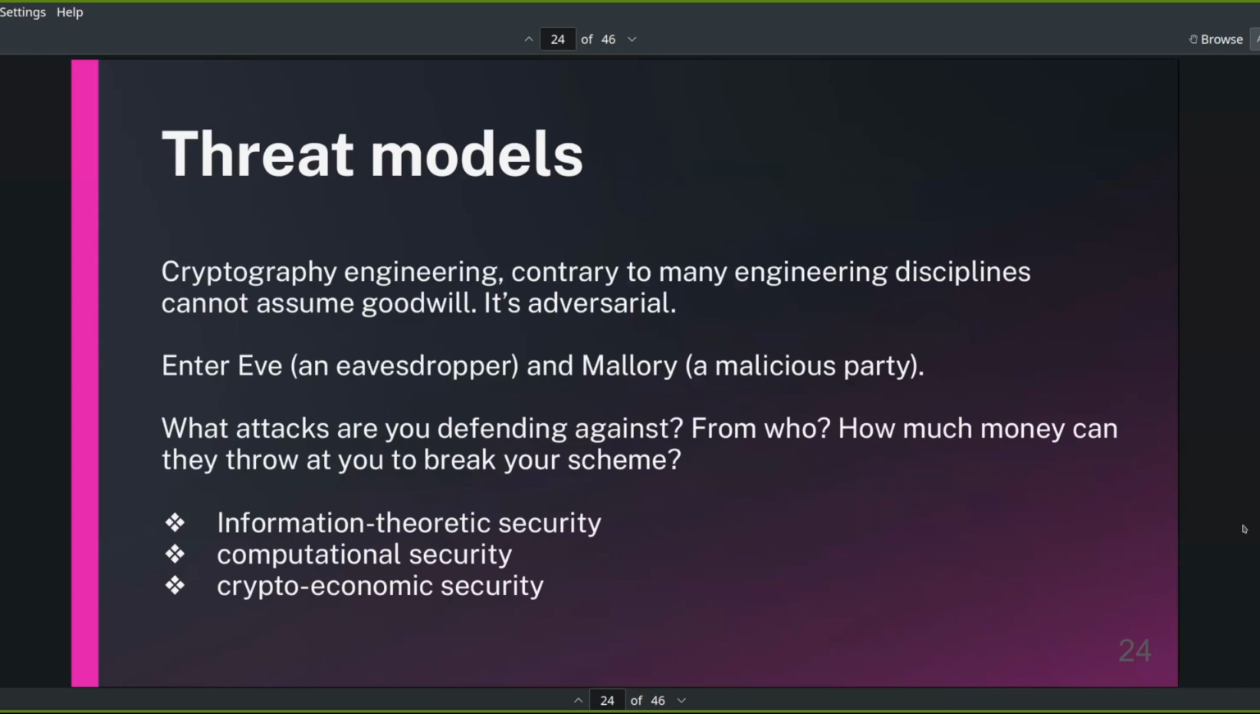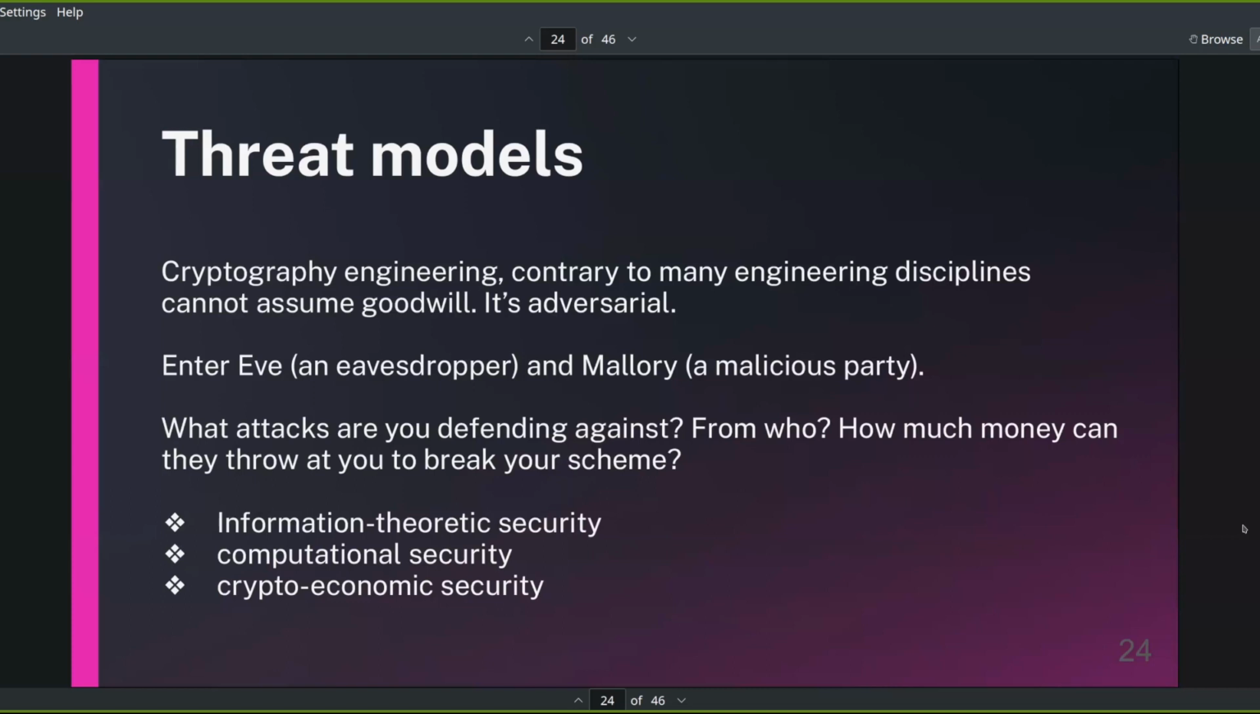Continuing, one of the first things you need to think of when you build your cryptographic library is your threat models. This is something that is also used in cybersecurity. In many engineering disciplines, you can assume goodwill. When you build a house, people want something that lasts because it's good publicity, and no one is going there to destroy your house when you're not there. With cryptography, that's not the case. Everyone wants you. You have to assume that people will destroy your house if they can.